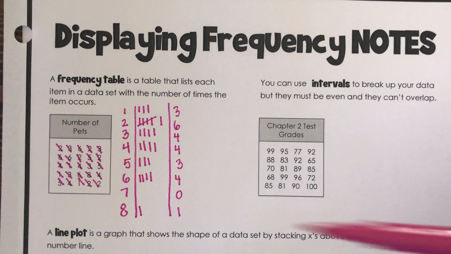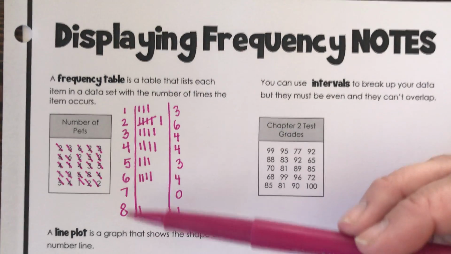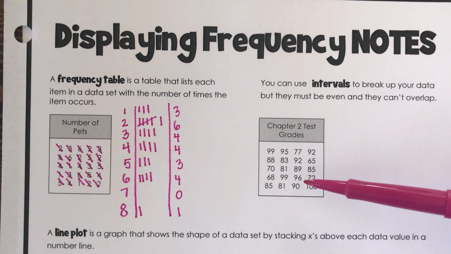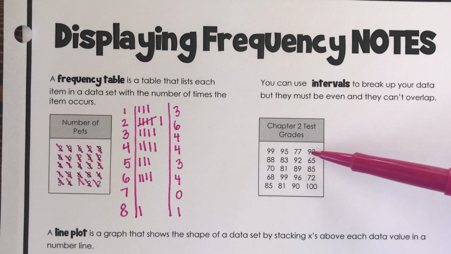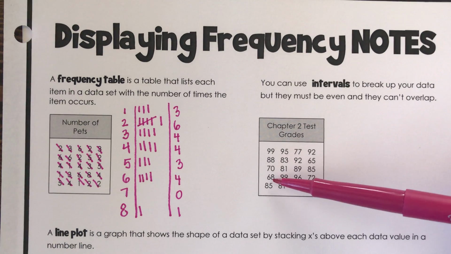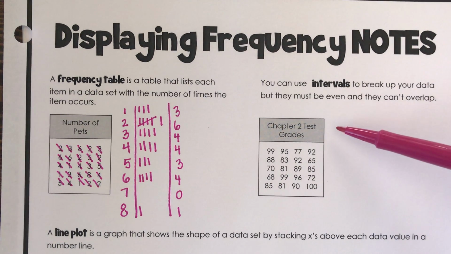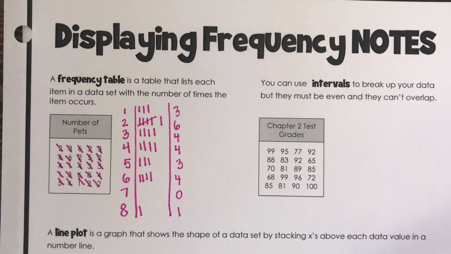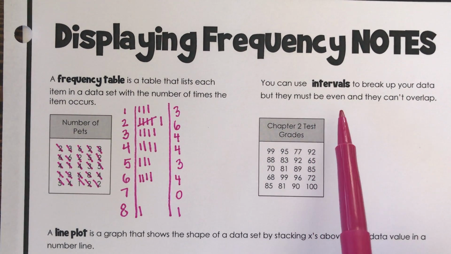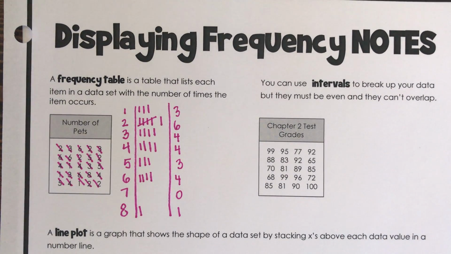Sometimes we don't want to list each individual number. If you look at this one, it's talking about grades on a test. My lowest one is 68. I don't want to list out 68, 69, 70, all the way through 100. So we're going to set up intervals. You can use intervals to break up your data, but they must be even and they cannot overlap.